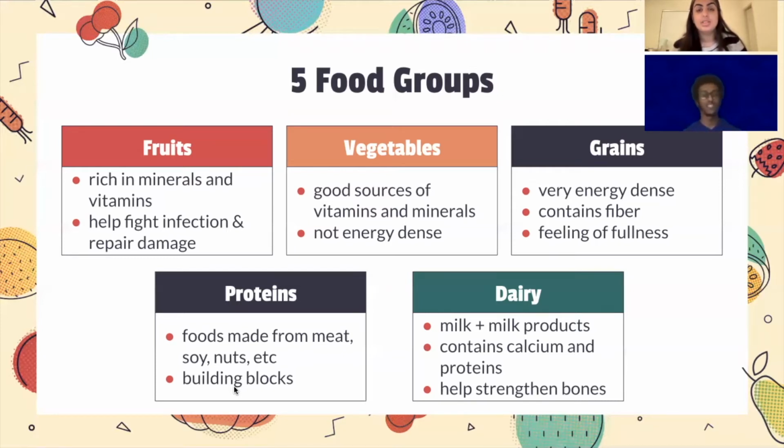And then fourth, we have the proteins, and proteins are all foods made from meat, seafood, beans, peas, eggs, soy products, nuts, seeds. The variations are different. You have your vegetarian options and you have your non-vegetarian options. So this is where the distinction lies.